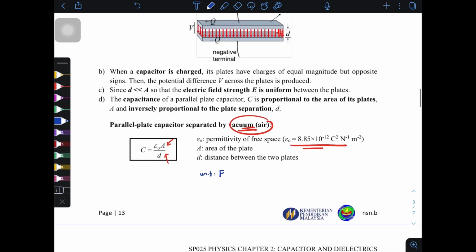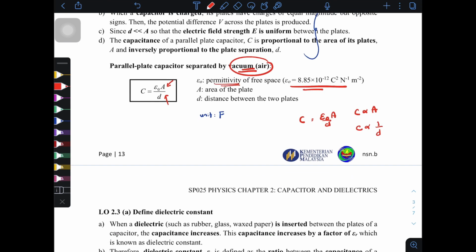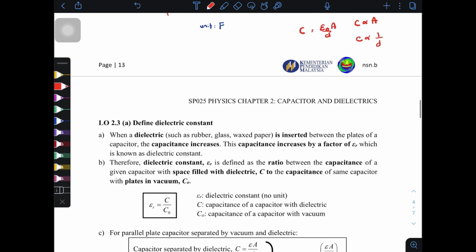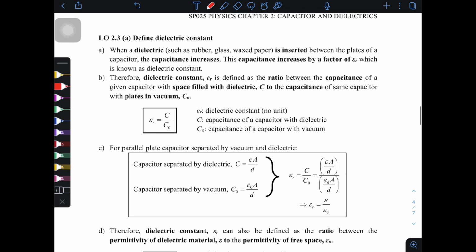Okay, so kalau yang ni, all the information here, they just mention that formula kita C equals to epsilon naught A over D. So C is directly proportional with A, and C is inversely proportional with D. Right, and epsilon naught is a constant, 8.85, and also given. Okay, and the last one is learning objective 2.3a, define dielectric constant.